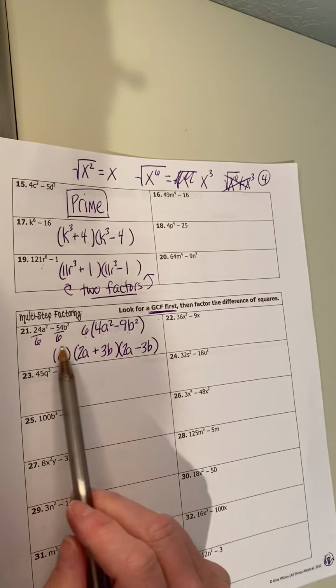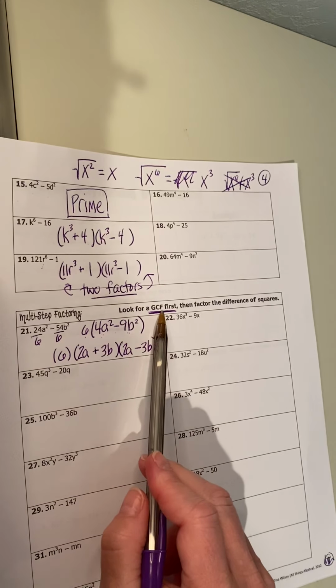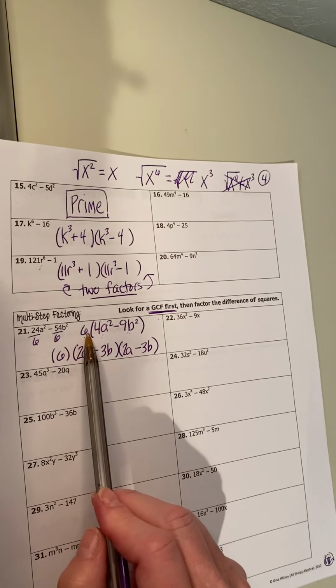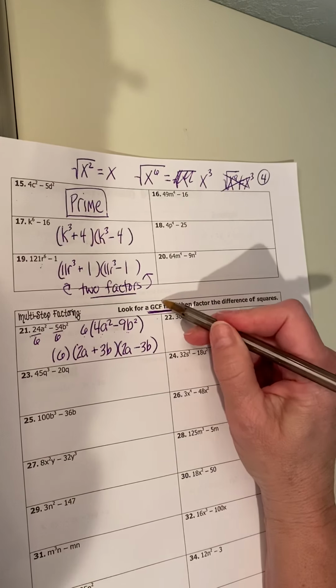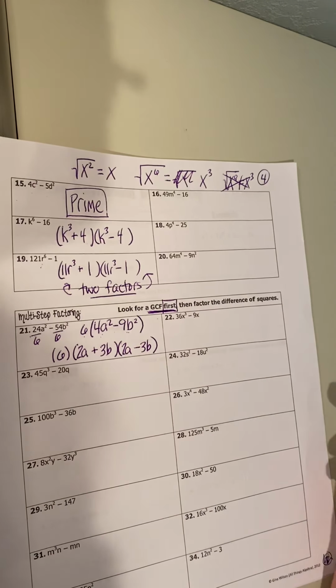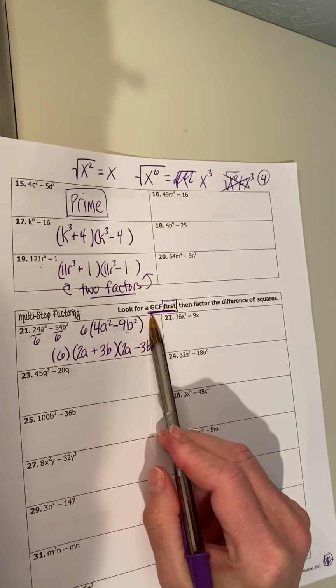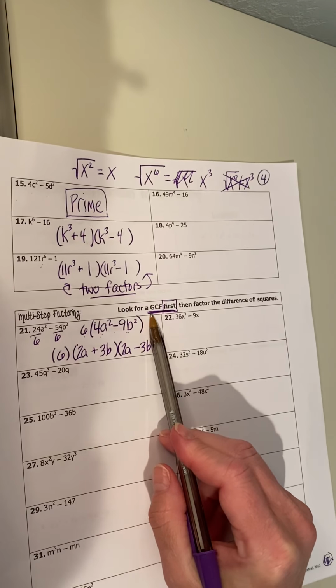So again, if there's a GCF that needs to be factored out, then you need to factor it out first. You always have to factor out GCFs first. And that theme is going to continue for the rest of this packet. So just get used to doing that.